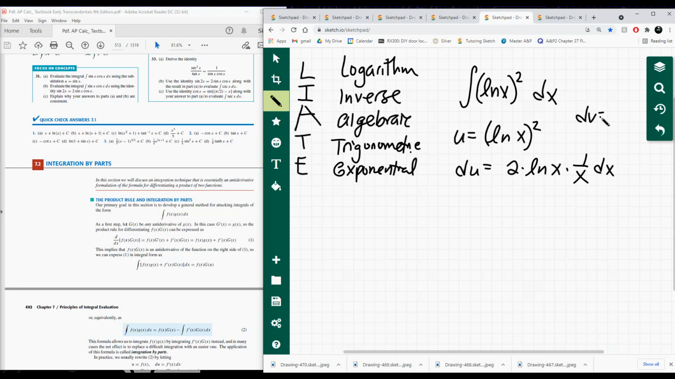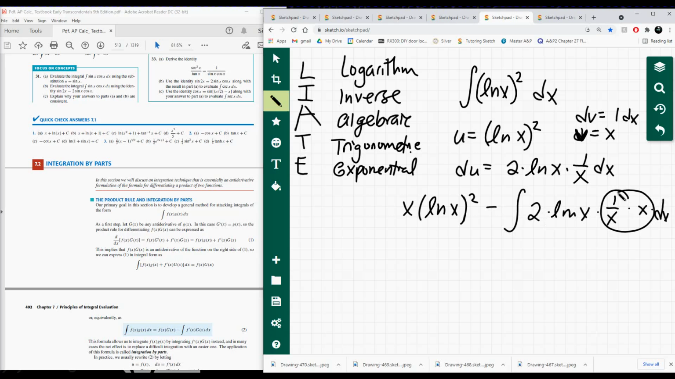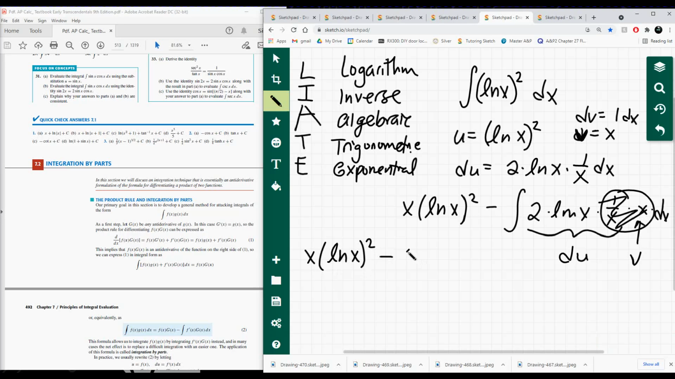And we have dv, which is equal to 1 dx, and therefore v is just going to be x. So now when we do our integration by parts, we get x times the natural log of x squared minus the integral of 2 times natural log of x times 1 over x times dx, in which this x is going to be the v, this is going to be the du, and we see that this cancels out and we're left with x times natural log of x squared minus 2 times the integral of natural log of x dx.